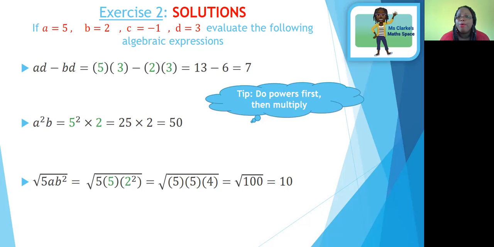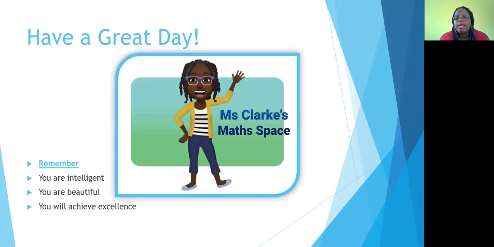All right, so I really hope that you all are following along with substitution in terms of evaluating algebraic expressions. Today's class is very short, and I just wanted to let you all have a solid understanding. So I really took my time and broke it up, as well as to remind you all that you are intelligent, you are beautiful, and you will achieve excellence.